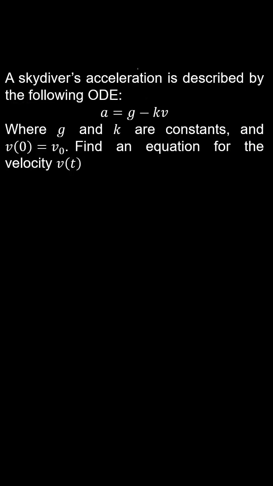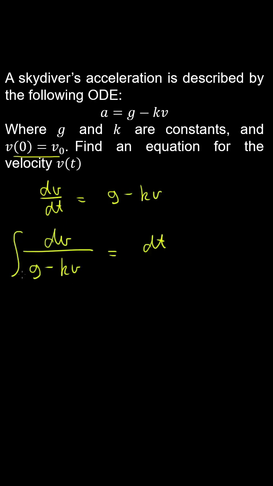method. A skydiver's acceleration is described by the following ODE, where g and k are constants, and we have an initial condition, and find the equation for the velocity as a function of time. So we have the acceleration is equal to g minus kv, and we can separate the variables and then integrate both sides. So on the left hand side you can use u substitution, so what you'll get is minus 1 on k, times the natural log of g minus kv is equal to t plus the constant of integration.